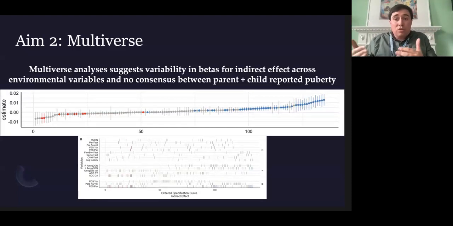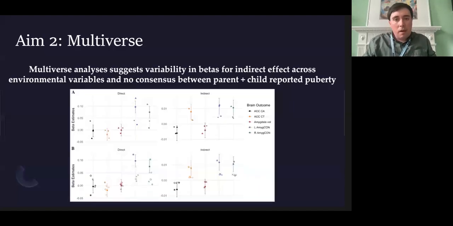So across the board, it's about 2/5 of the time we found effects significantly different than 0, no matter what combination of variables you used. On the bottom, those are all the different combinations of variables. Then the second element of this is we looked at the standardized beta estimates for the direct and indirect effects.